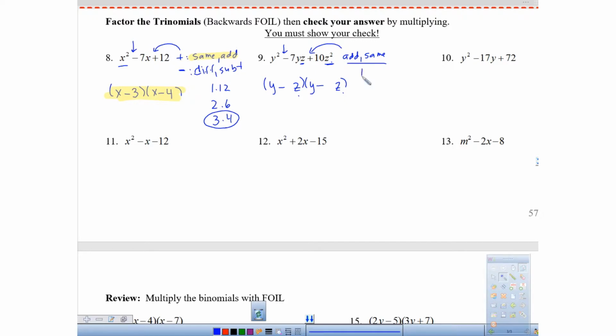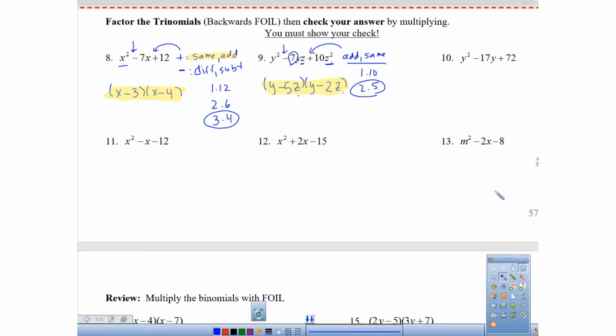What numbers multiply to give you 10? 1 and 10, and 2 and 5. Which pair adds to give you that number right there, which is a 7? 2 and 5. Notice the parentheses are identical, so it doesn't matter where the 2 goes or the 5 goes. Stick them in, and that's your answer.